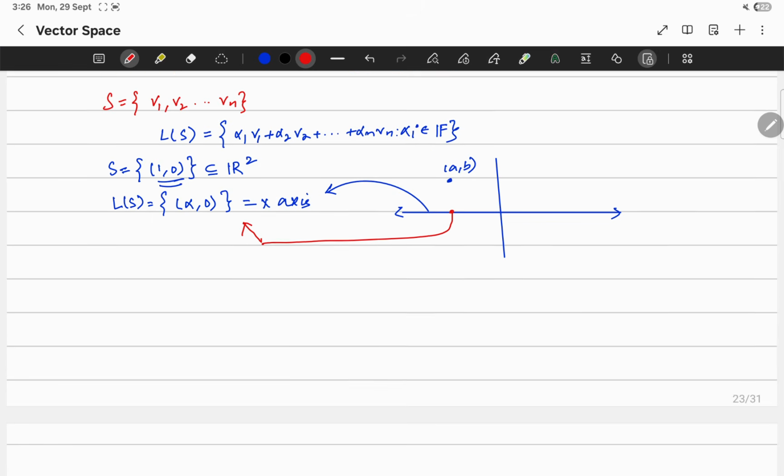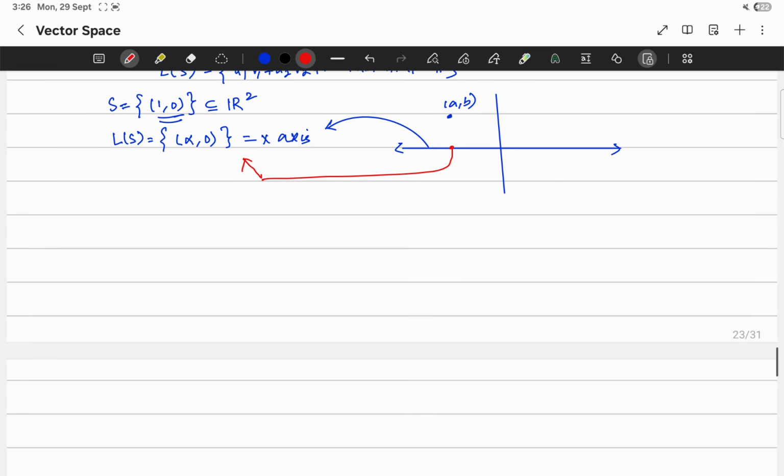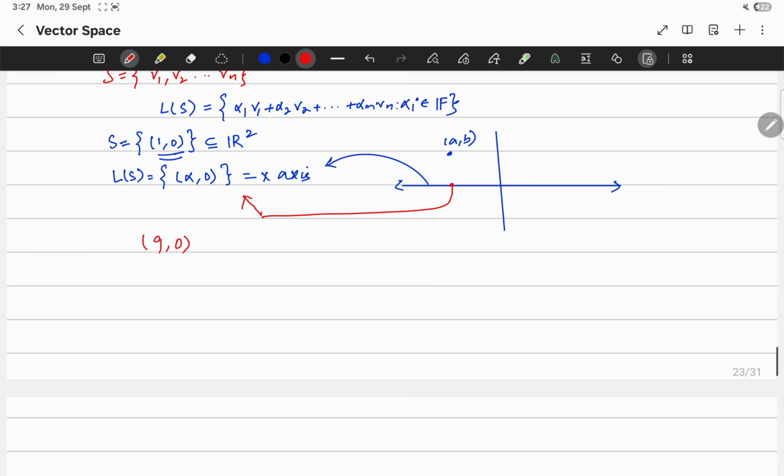For example, if someone gives you the vector, let's say (9, 0), and asks you to write it as a linear combination of this vector (1, 0), you will directly write 9 times (1, 0), so it is alpha times your vector v. So alpha is here the scalar, that's 9.